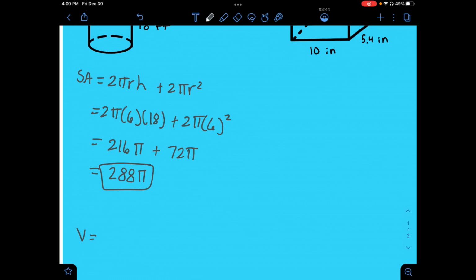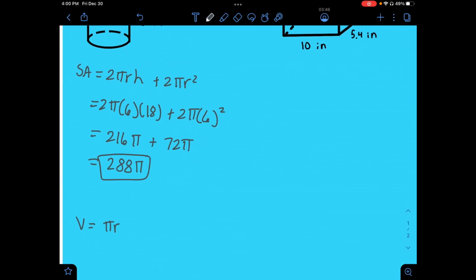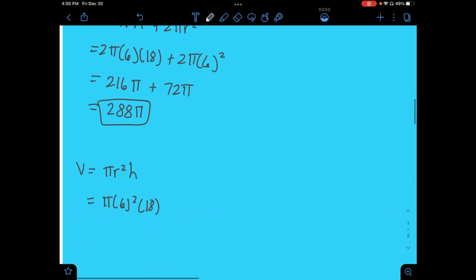Now for our volume here, our volume equation is pi r squared h. And so our r is 6, and our height is 18, so we're going to plug those in. And you get 648 pi.